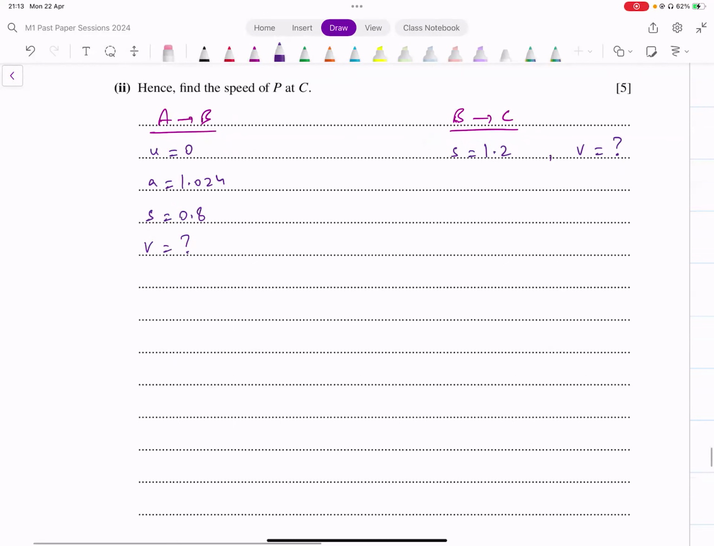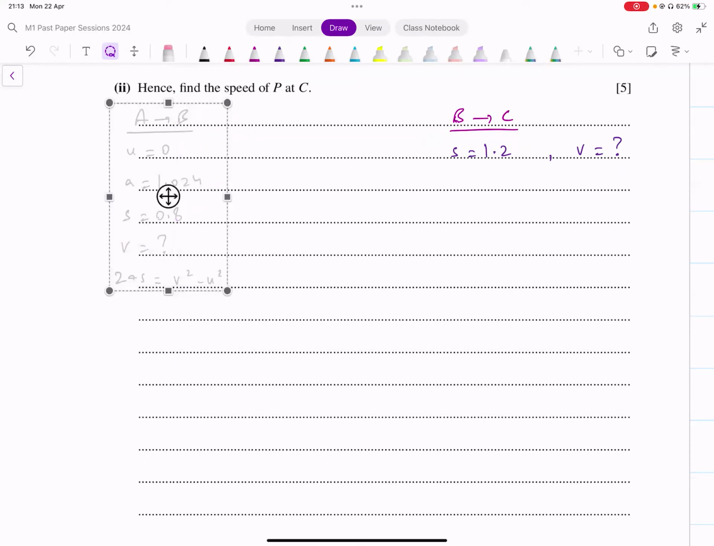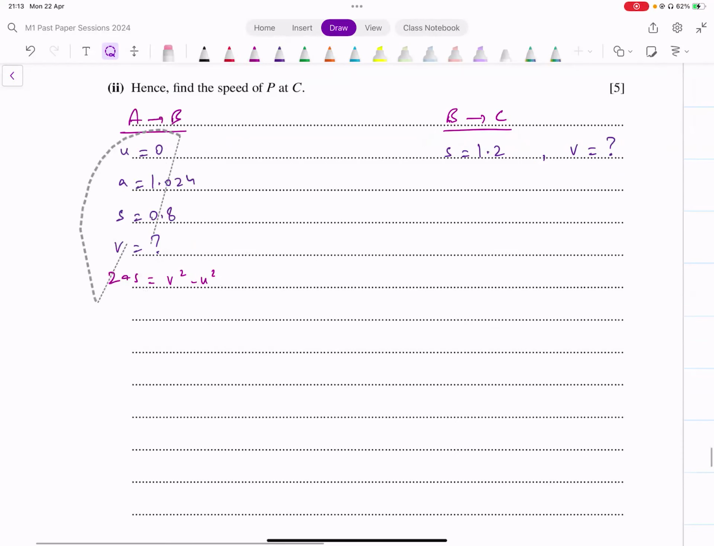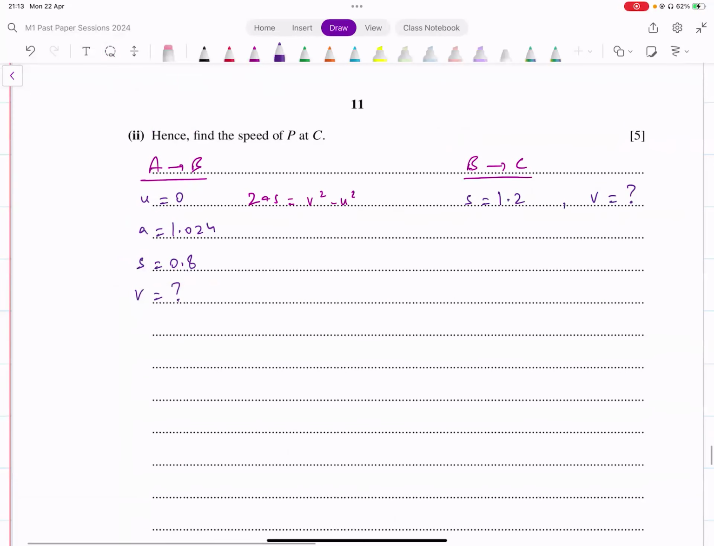Which equation connects these four things? 2as equals v squared minus u squared. Let's see what we get from this. From the first equation, we get 2 into 1.024 equals v squared minus, I'm sorry, there was also s here.